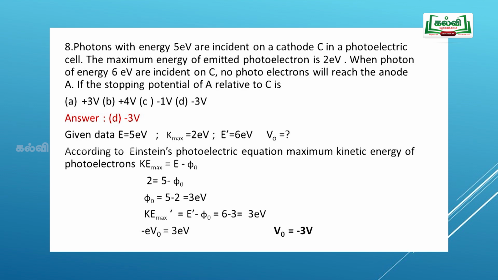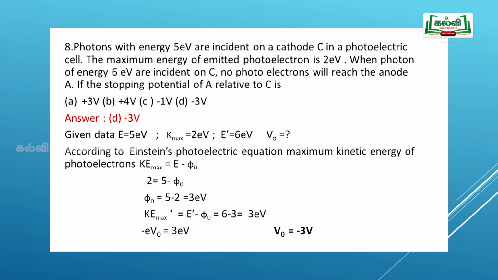If the stopping potential of A relative to C is option A plus 3, option B plus 4, option C minus 1 volt, option D minus 3 volt. The answer is option D, minus 3 volts. Let's see how the answer is minus 3 volts.